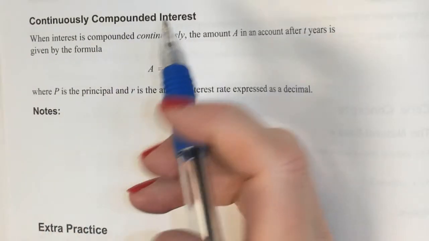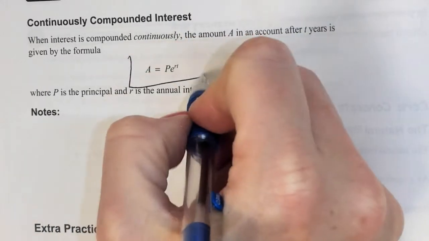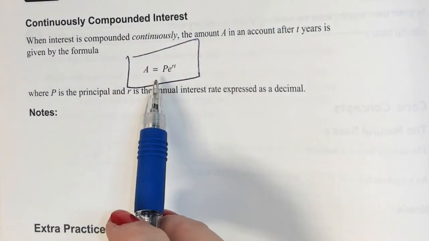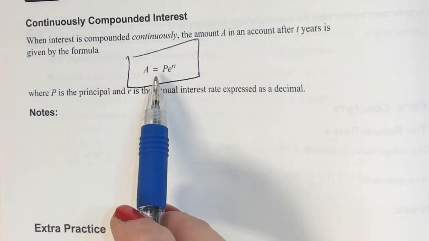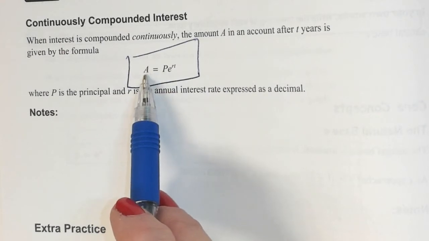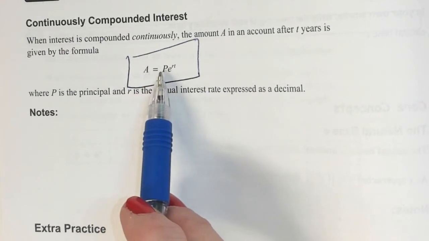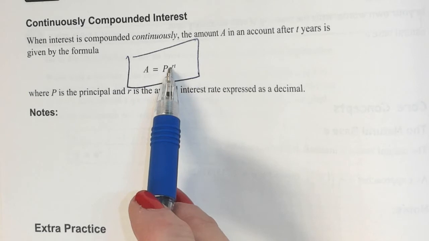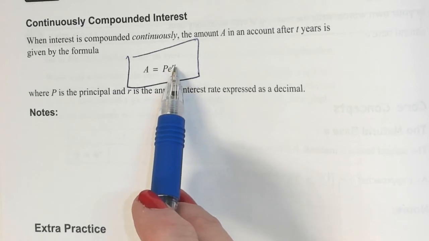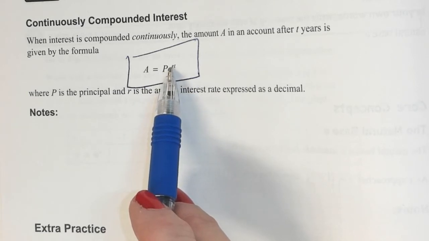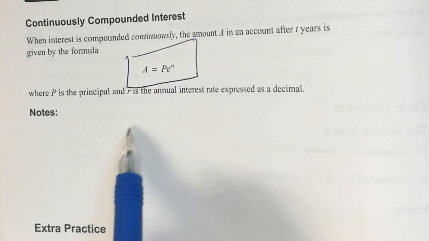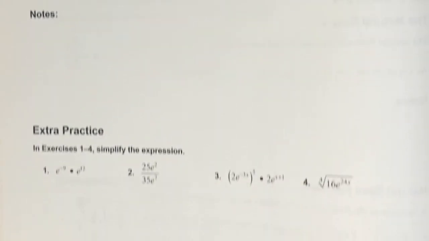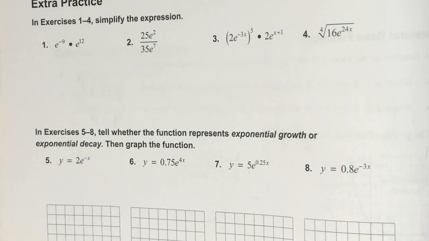Right here is an important formula. A equals Pe^(rt). This is the formula that we can use to find the amount of money. A is the amount of money we're going to have if we start with a certain amount P, and we raise e to a certain interest rate times t. This interest rate has to be as a decimal too. So we'll do some examples of those in just a minute. But first let's look at the properties of these.